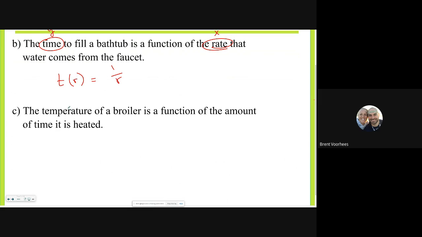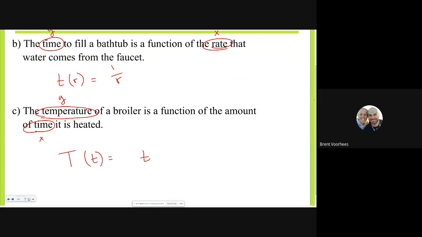Okay, do y'all agree or disagree? Agreed. So here I have two variables, temperature and time. Which one's the independent? Time. Which one's dependent? Since they're both the letter T, typically what math people do is they'll use temperature as a capital T. So it would be T of lowercase t. T of t would equal something to do with amount of time.